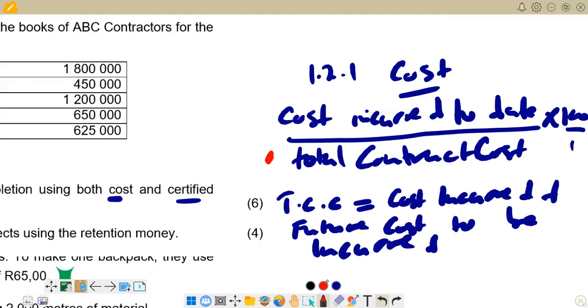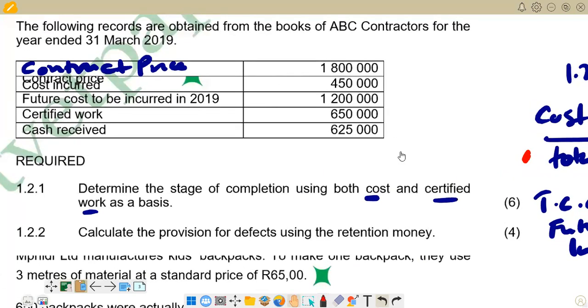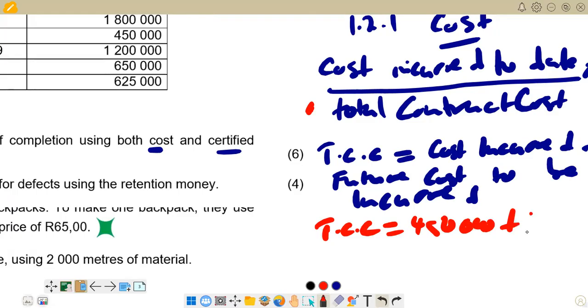So cost incurred, let's try to see what we have in terms of cost incurred. Cost incurred is here. We've got 450,000. Then future cost to be incurred is 1,200,000. So let's try to calculate there. Total cost: 450,000 plus 1,200,000. The figure that we get there is 1,650,000. So this is going to be our denominator.